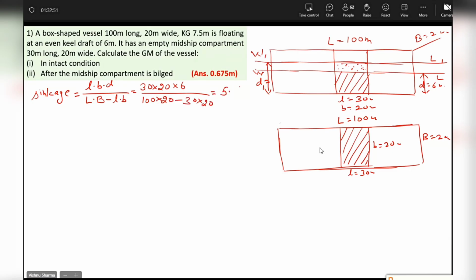How much did you say, beta? So, how much was sinkage for this case? 2.571. Okay. This gives me D1 equal to 6 plus 2.571, 8.571, and I put the D1 here, 8.571 meters. All good up to this point, guys? Yes, sir. Okay, now we go to KB.